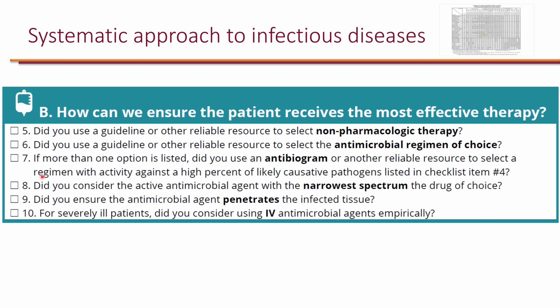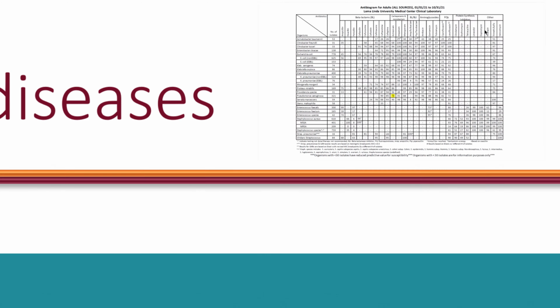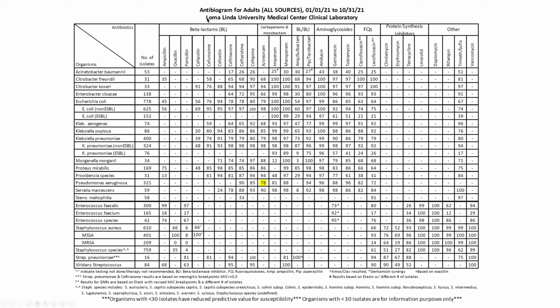And the next thing to consider, if more than one option is listed: did you use an antibiogram or another reliable source to select a regimen with activity against a high percent of likely causative pathogens listed in checklist item number 4? And here's what an antibiogram looks like. Here's an example of the antibiogram from Loma Linda University Medical Center.